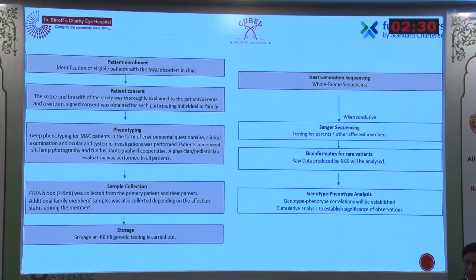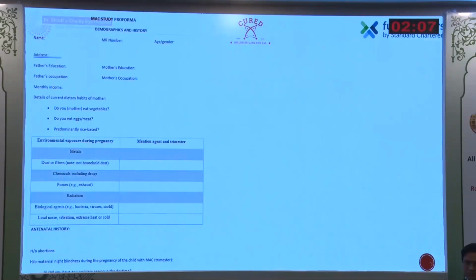This is the study methodology. The patients were enrolled, consent was taken, genetic counseling was performed, and deep phenotyping in the form of an environmental questionnaire, ocular examination, and systemic examination was done by a physician or a pediatrician wherever applicable. A sample of 2 to 5 ml of blood was collected and stored, and then next generation sequencing, which was whole exome sequencing, was outsourced to a CLIA certified lab. The testing was supported by the Wheeler Stiftung grant.